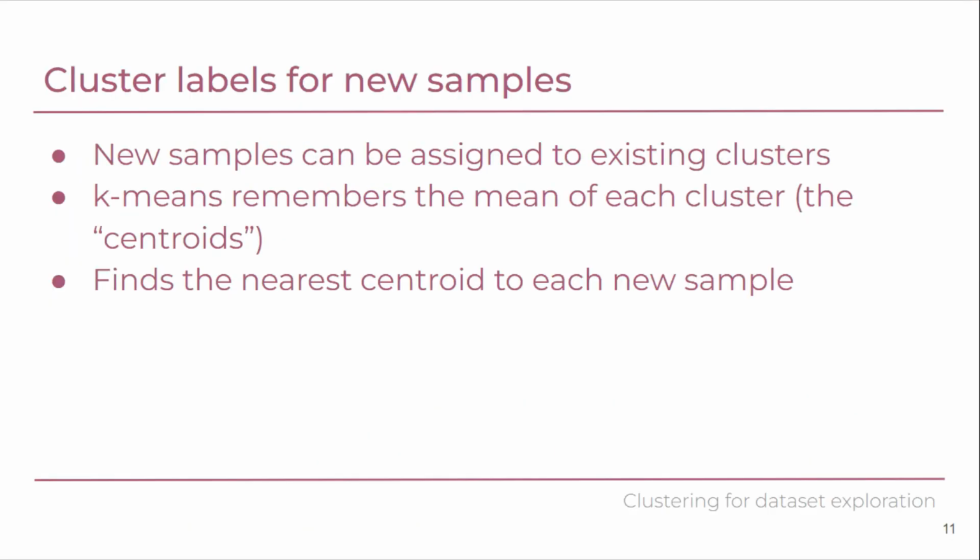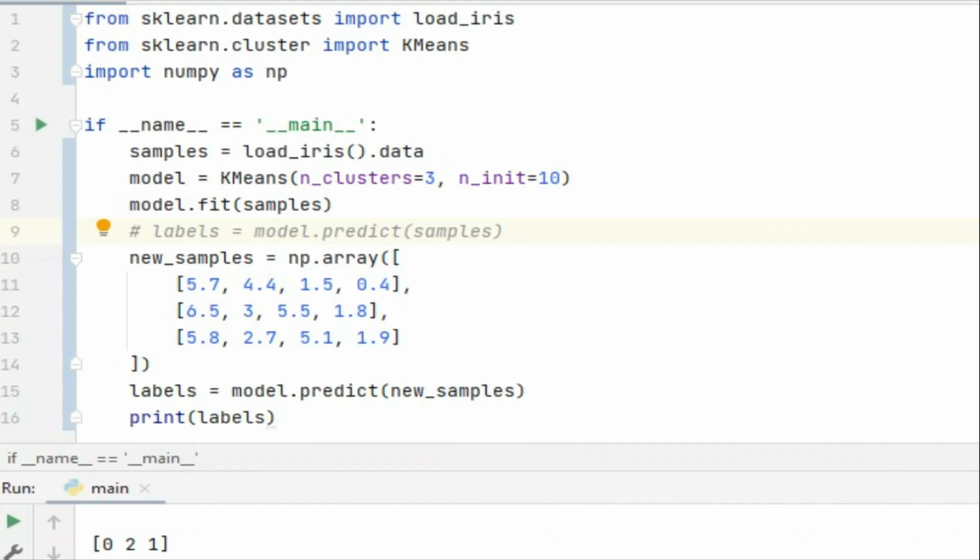If someone comes along with some new iris samples, k-means can determine to which clusters they belong without starting over. K-means does this by remembering the mean, or average, of the samples in each cluster. These are called the centroids. New samples are assigned to the cluster whose centroid is closest. Suppose you've got an array of new samples. To assign the new samples to the existing clusters, pass the array of new samples to the predict method of the k-means model. This returns the cluster labels of the new samples.